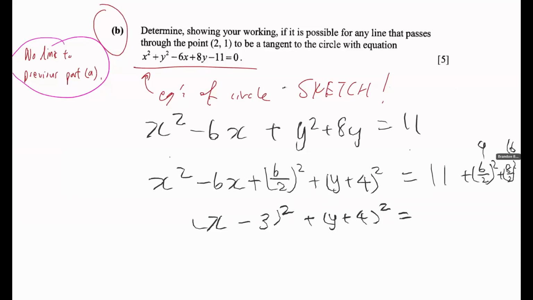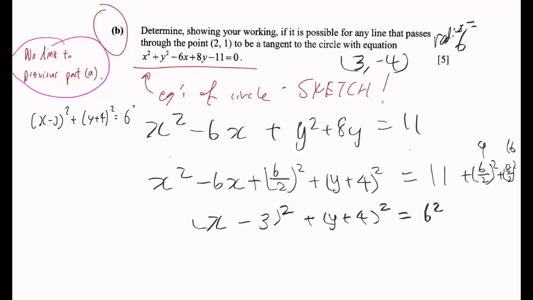This one: 9, 16, 25, 25, 36. 36, so therefore radius 6. Maybe you rewrite it as 6 squared. 36 equals 6 squared. Then it's clearer. Determine center. Center is 3, negative 4. So center is 3, negative 4. And the radius equals 6. Then what do you have to do when you got a circle?